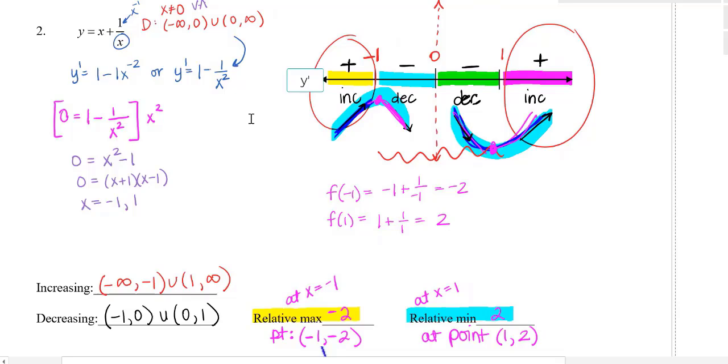Oftentimes when you're asked to type in answers into systems, if they ask you just for the value of the relative max, they might be looking for that y value, but we need to be able to find the whole point in order to graph it, and we had to get the x value in order to find the y value, so you indeed do have the whole thing.